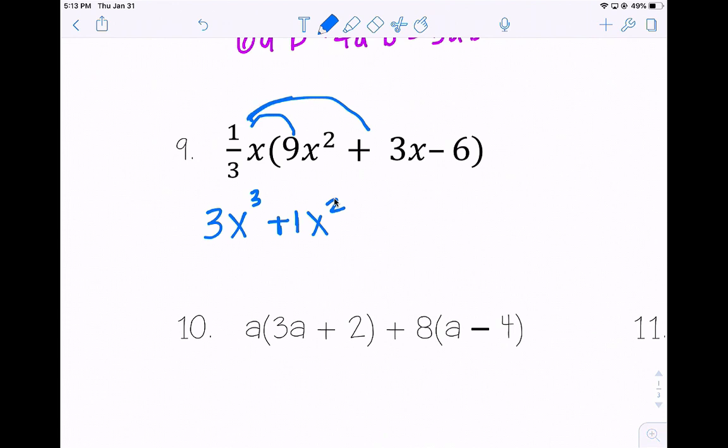And then the last term, 1/3 x times negative 6. So 1/3 of negative 6 would be negative 2. And then I have an x there as well.